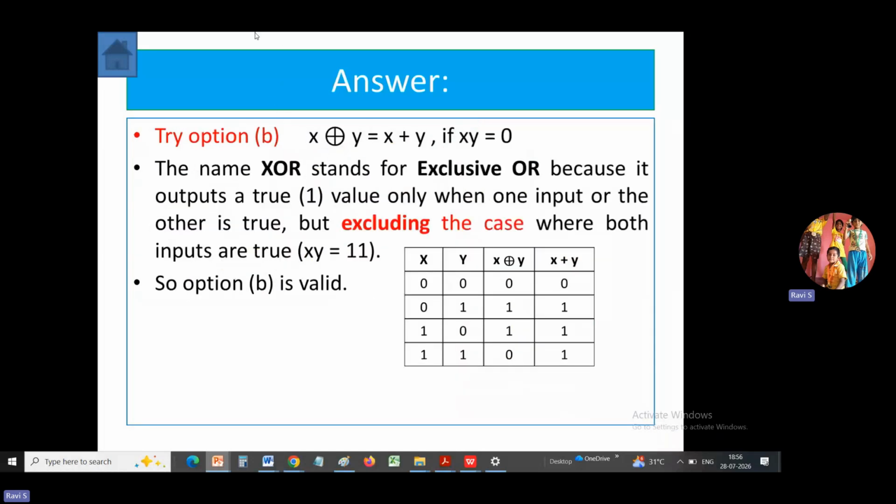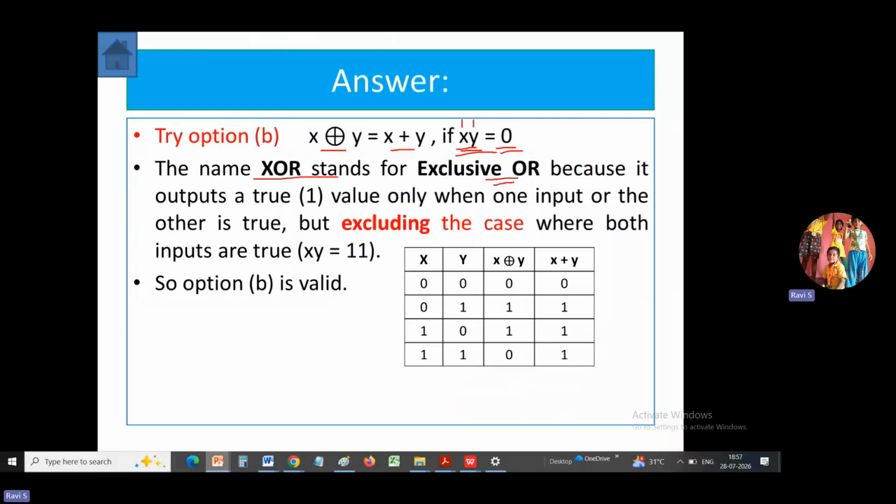Now let us check option B. Option B says that x XOR y is equivalent to the OR gate under the condition that xy equals 0. What exactly does it say? Xy equals 0 means when x input is 1 and y input is 1, output must be 0. If this is the case, we can say that the XOR operation and the OR operation between the two variables are equivalent. As we all know, the name XOR stands for exclusive OR.